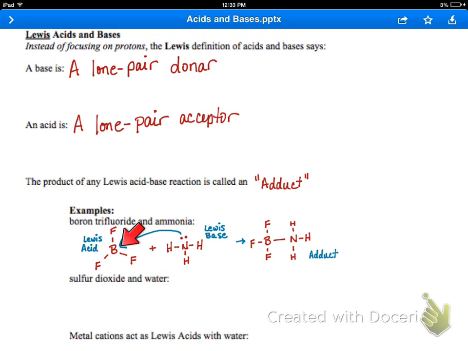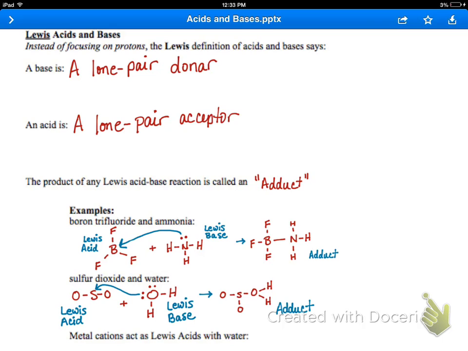And then a new bond forms, and the new bond is right here, and it's formed from the lone pair, and this is called a Lewis acid-base adduct. The next one is sulfur dioxide in water. Again, looking for the lone pair from the Lewis base, and it forms a new bond to make the adduct. And also metal cations can act as Lewis acids with water. So sodium plus water, again, the lone pair makes the new bond, and the lone pair is the Lewis base, and the sodium is the Lewis acid.